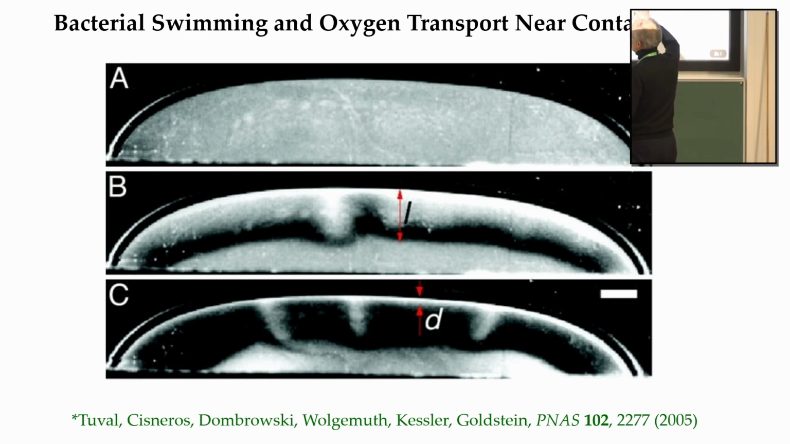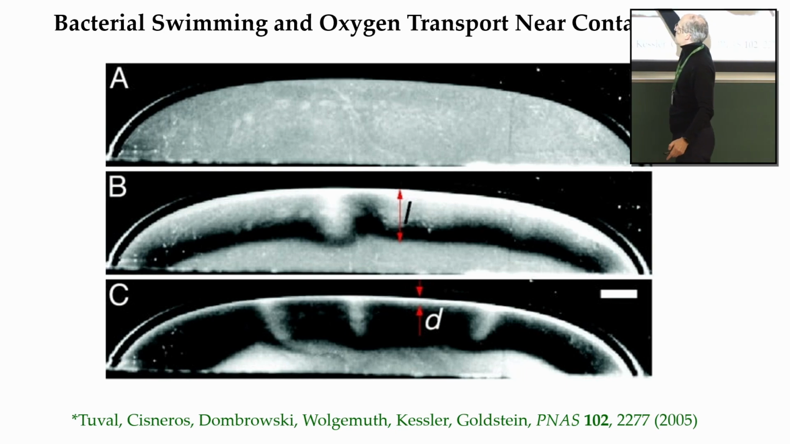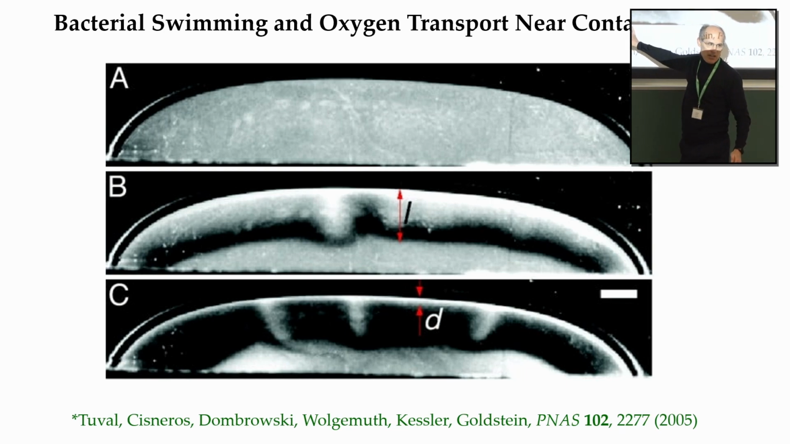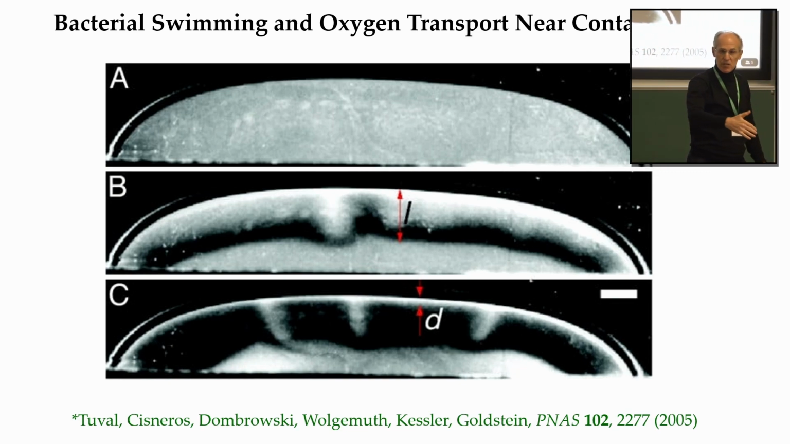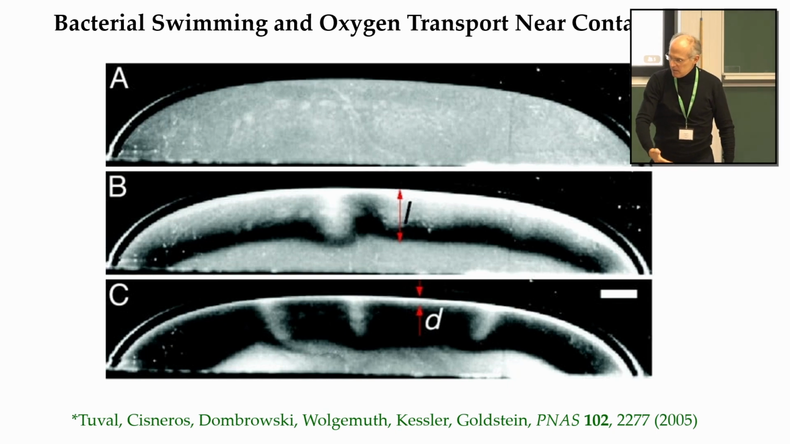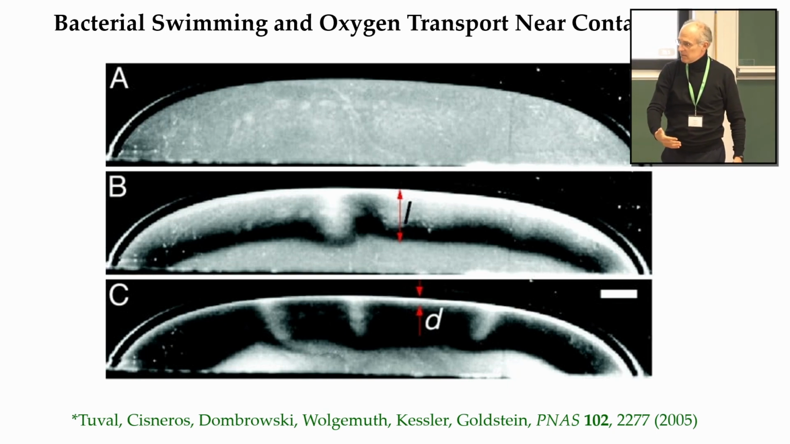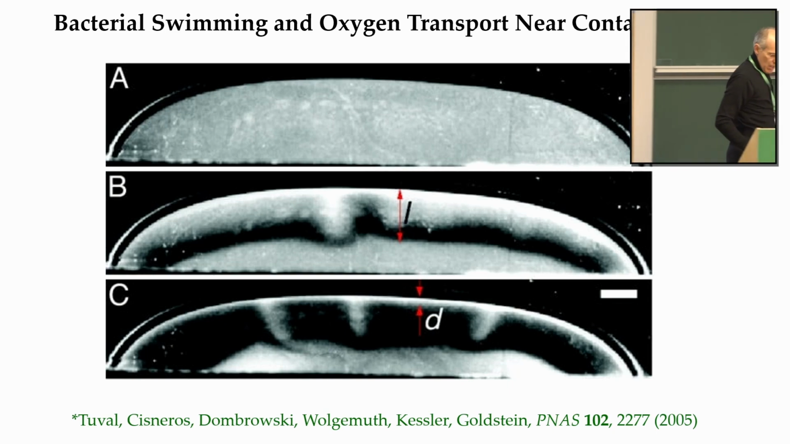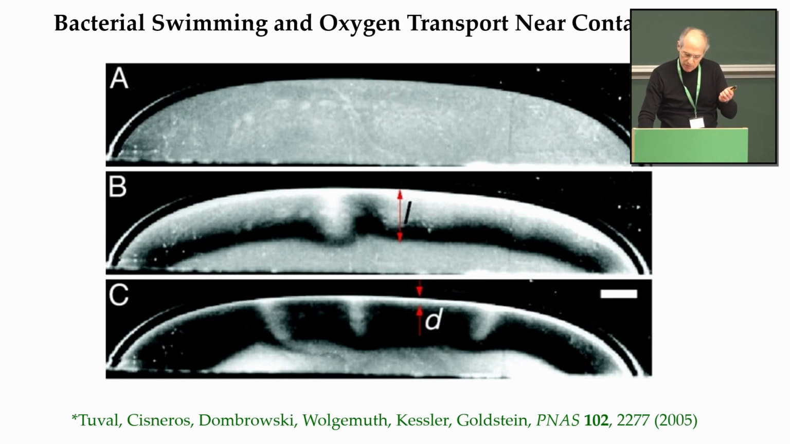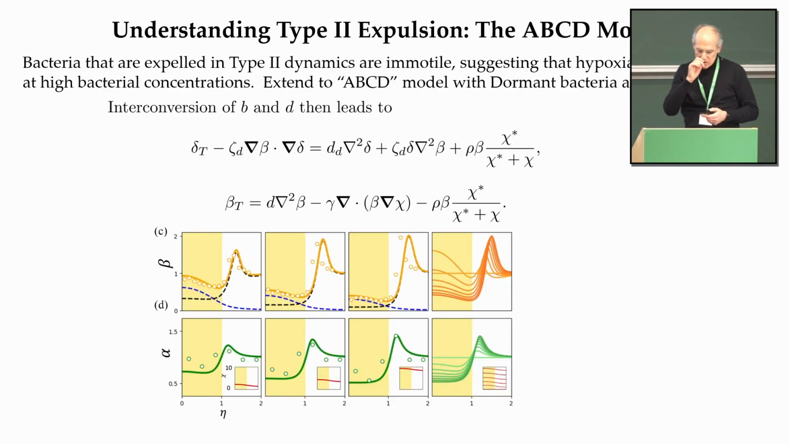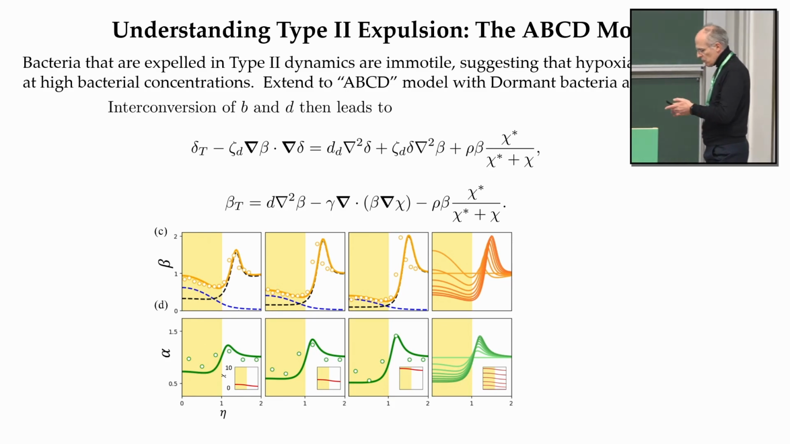However, it's not all so bad, because as soon as the bioconvection occurs, everybody gets stirred up, and so these get saved. But the important point is that there is a very clear motility transition under hypoxia, the lack of oxygen. So we asked ourselves, could this possibly allow us to understand this type 2 expulsion?